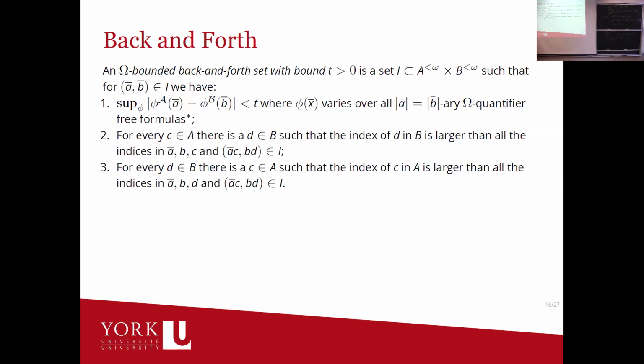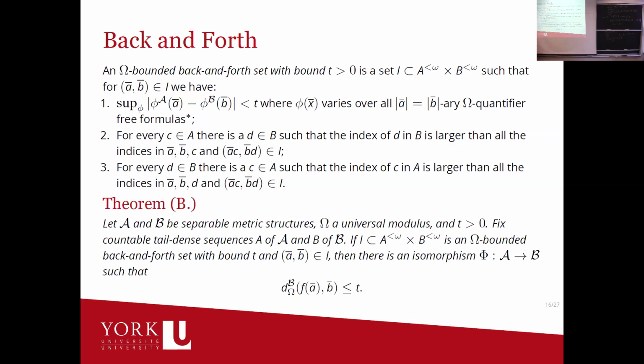And this turns out to be exactly what I need for isomorphism. So this is the theorem. Take two separable metric structures, omega universe of modulus, fix any bound T you want, pick countable tail-dense sequences. If there is a bounded back and forth set with bound T, such that A and B are in I, then I can actually find an isomorphism such that the image of A is no more than T away from B.